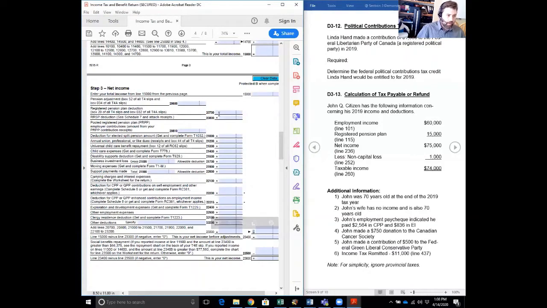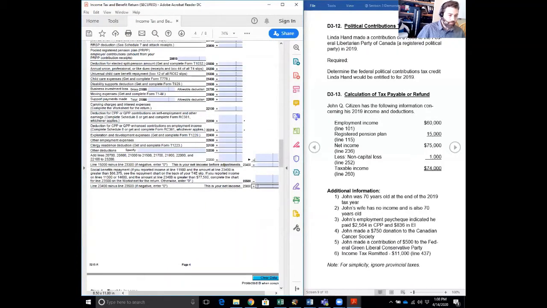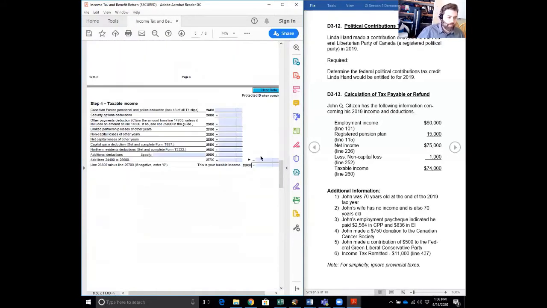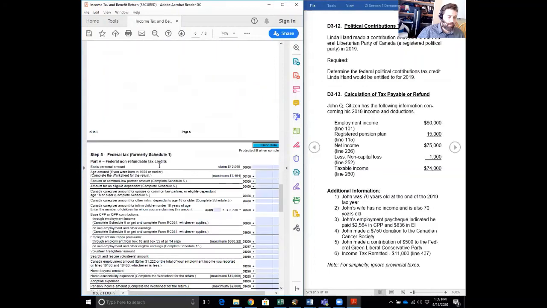So to arrive at our net income, we subtract certain amounts from our income. And our net income is used for various tax credits. Some tax credits require the use of our net income. Then we finally arrive at our taxable income, which has some more deductions. Primarily, what we focused on in this course was the loss carryovers from other years. So partnership loss from other years, non-capital loss of other years, net capital loss of other years. That was what we primarily focused on.